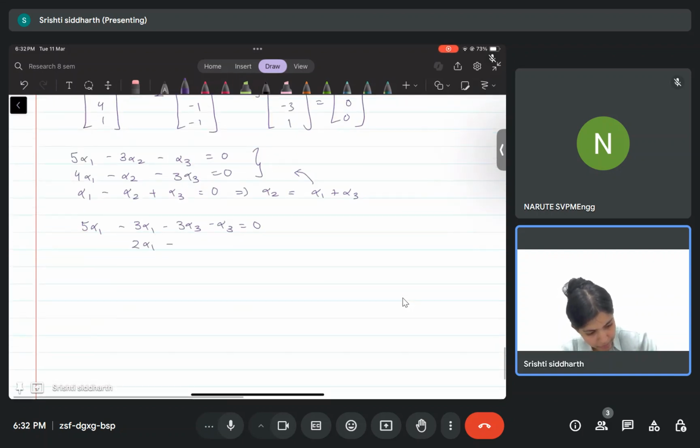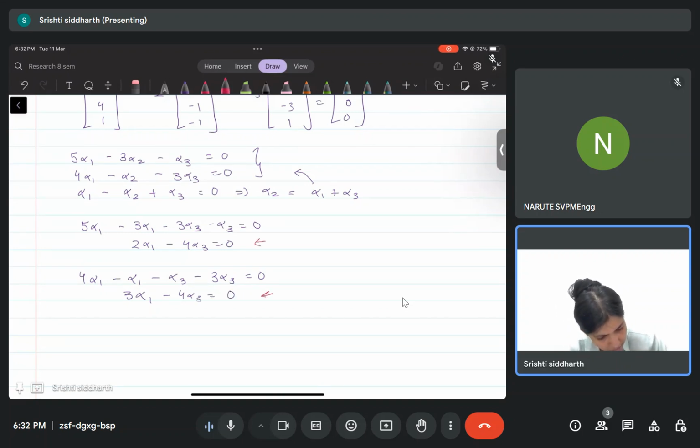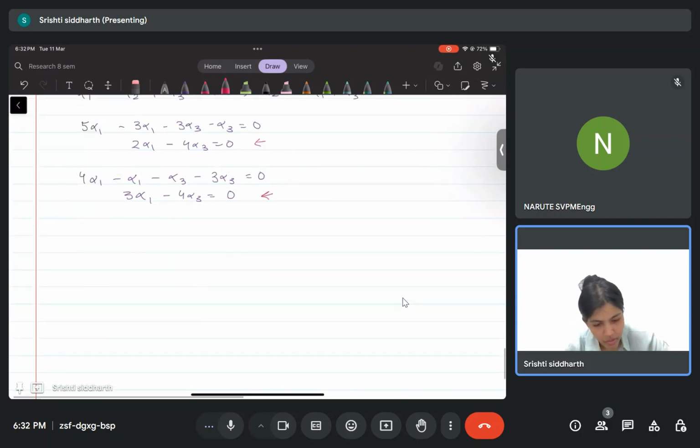alpha 1 is 4 alpha 1 minus 3 alpha 3. So we have this and this. We can just subtract these two. So there is 3 alpha 1 minus 4 alpha 3 equals 0.